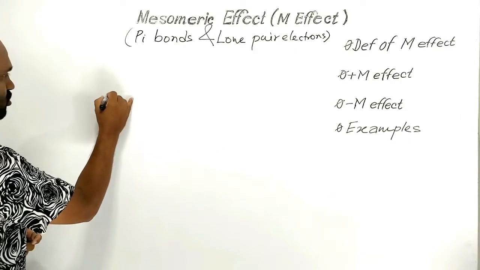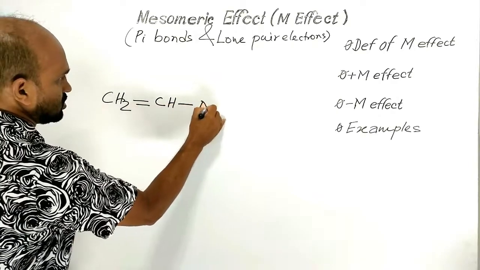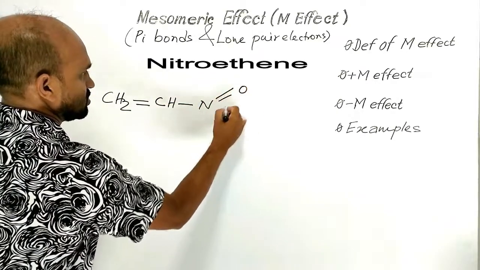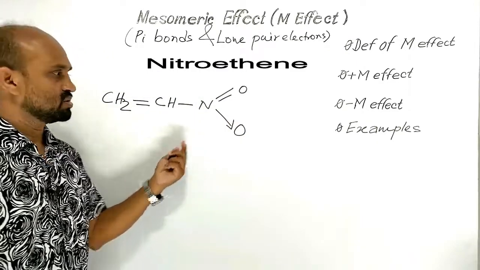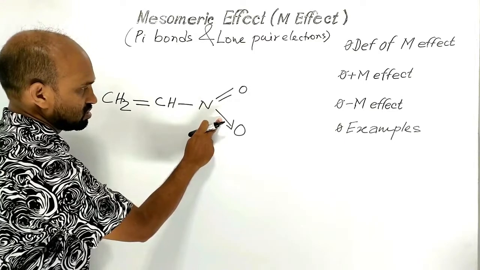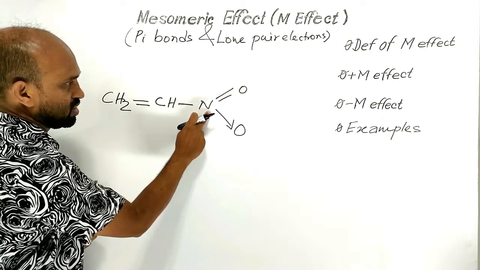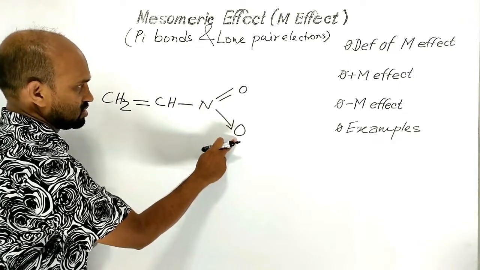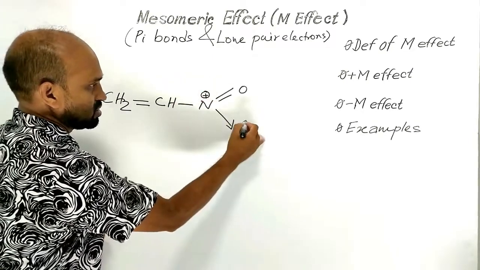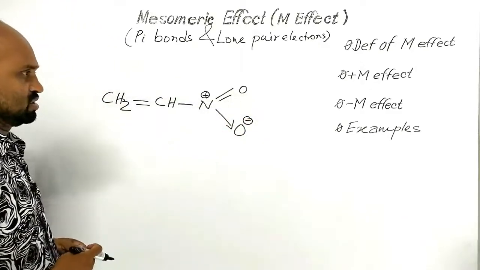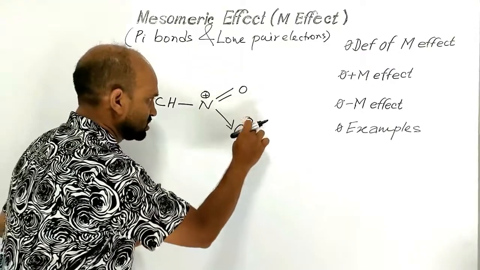For example, a compound nitroethene. This is nitroethene. This bond is a coordinate covalent bond. Here nitrogen donated one pair of electrons to oxygen. That is why we can put here positive charge, here negative charge. But this is not essential, so we can delete it.